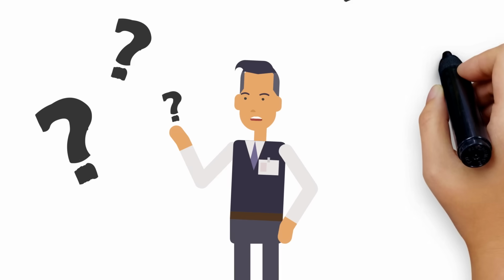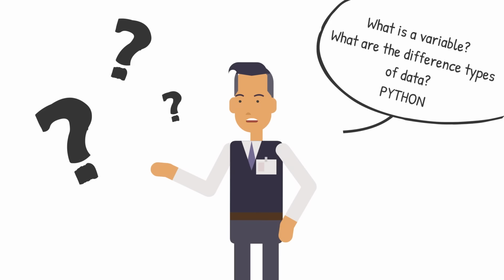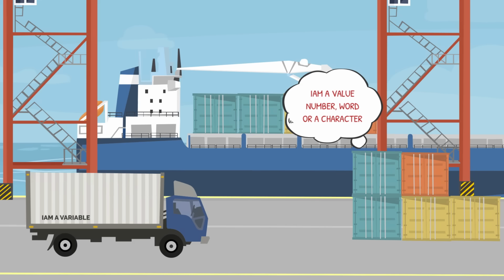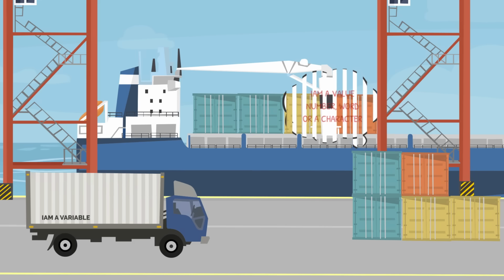Today I will be explaining what is a variable. I will also talk about the different data types in Python. So let's get started. So what is a variable? A variable simply is a container for your data.